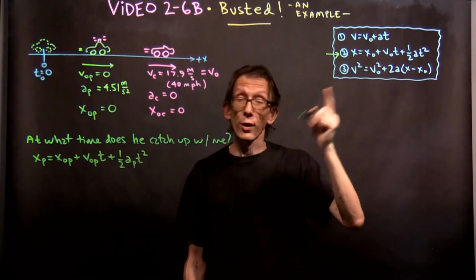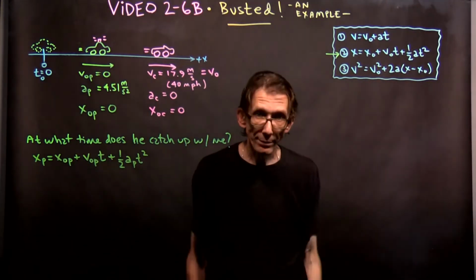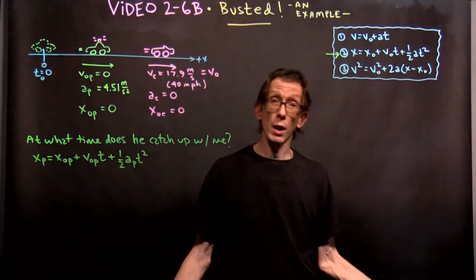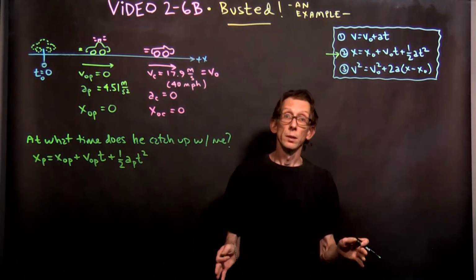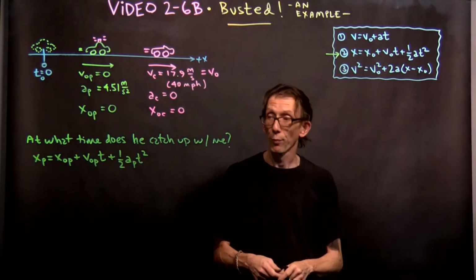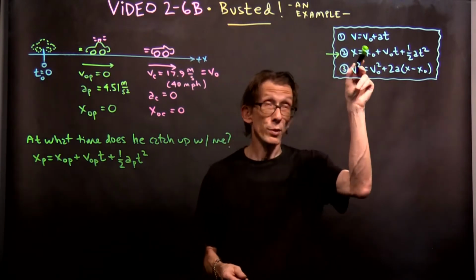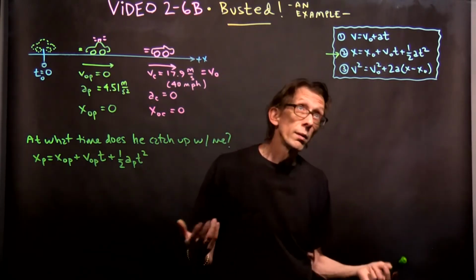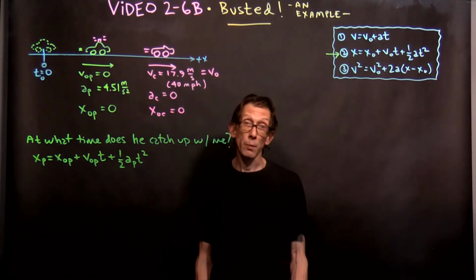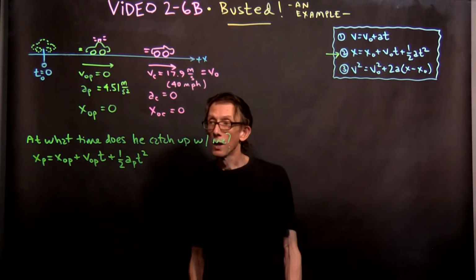Okay. Now notice that the only symbol that never has a subscript is T, because T is the same for everybody. There's not, you know, a police officer's time and my time. We're all looking at the same clock here. There's only one time, and that time is going to be the same for me and for the officer. There are no subscripts on T. V sometimes has a subscript, and X sometimes has a subscript, but T is universal.